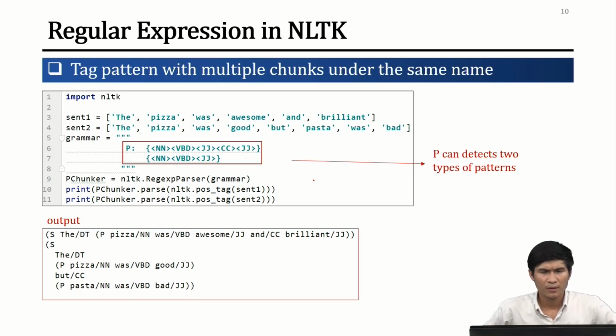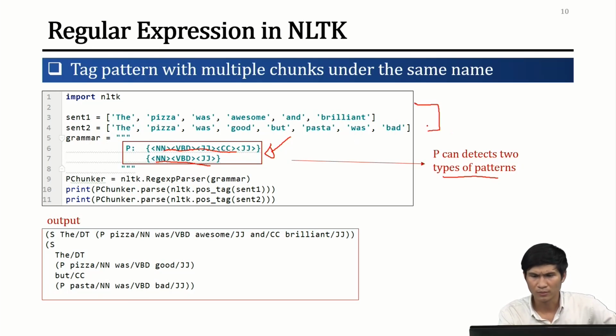And next, we will use the text pattern to chunk multiple parts of the terms under the same name. For example, here we define a grammar, which consists of two patterns. It means that we can detect two types of patterns. The first one follows this pattern: a noun followed by a past tense verb, followed by an adjective, followed by a conjunction, and ends with an adjective. And the second one has this form.